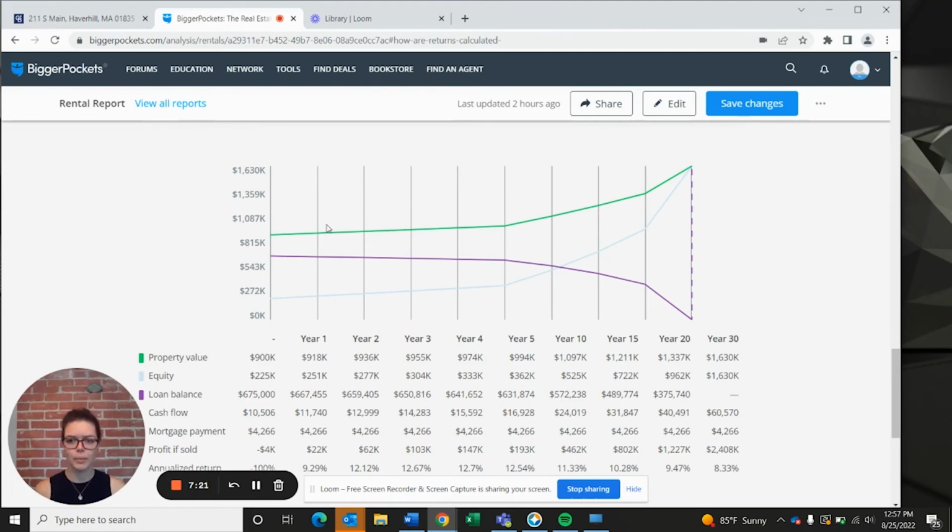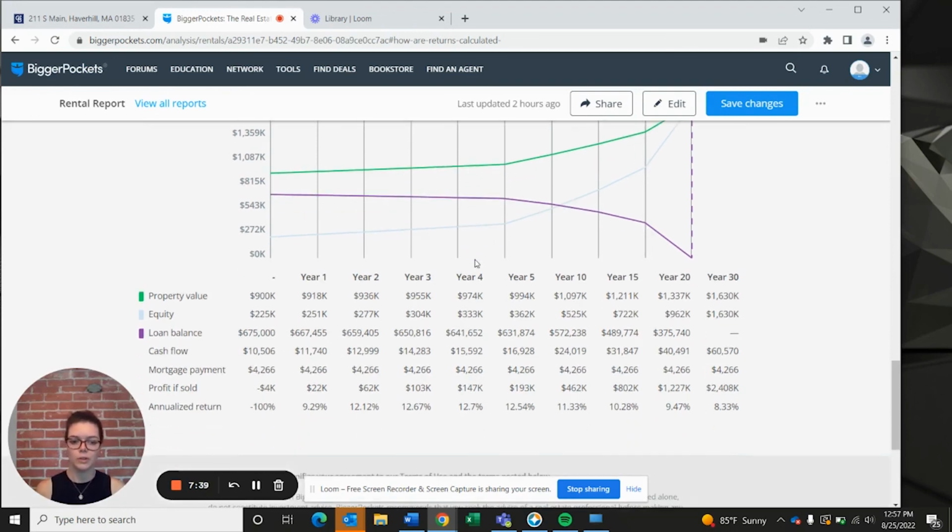As you get to the bottom of your analysis, you can see how the property value is going to increase over time. That's your green line. How your equity is going to increase as you make your mortgage payments, that's your blue line, and how your loan balance is going to decrease over time, that's your purple line. So this is just a good tool to look at.